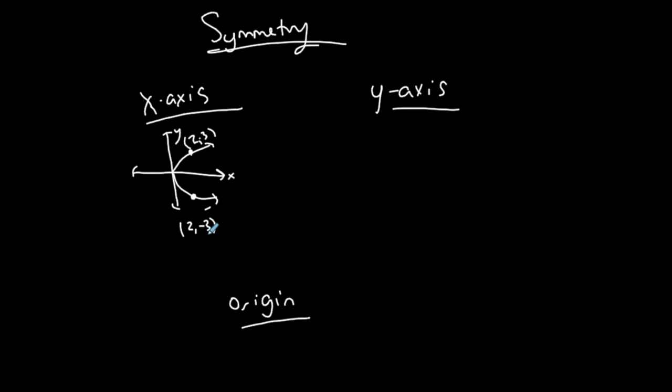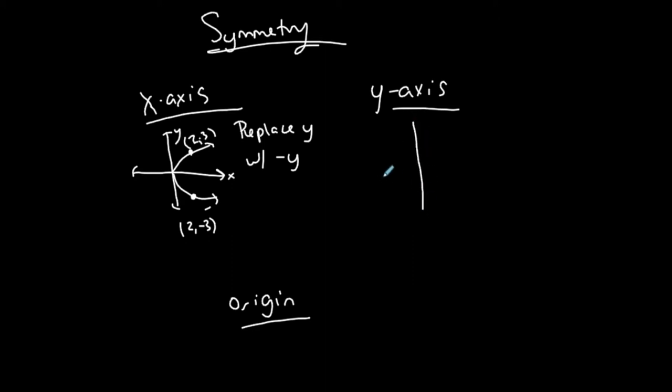So there's a test that we can use to determine if a graph is symmetric to the x-axis. We can replace y with the opposite of y. And if it gives me the same equation, if it simplifies to the same thing it started as, then it is symmetric to the x-axis. Now, I'll do examples after this, but this is what symmetry to the x-axis looks like.